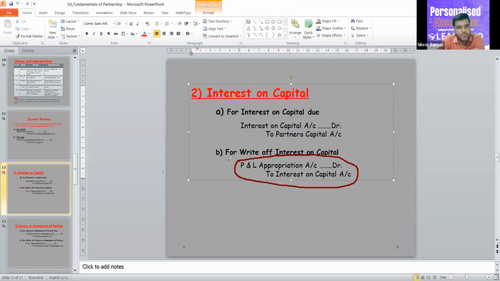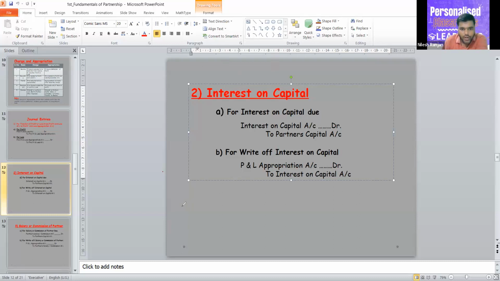We can pass a single journal entry for combining these two entries. Actually, you can see how to combine entries. You know this? Can you tell me how to combine this entry? I'm not able to do it.